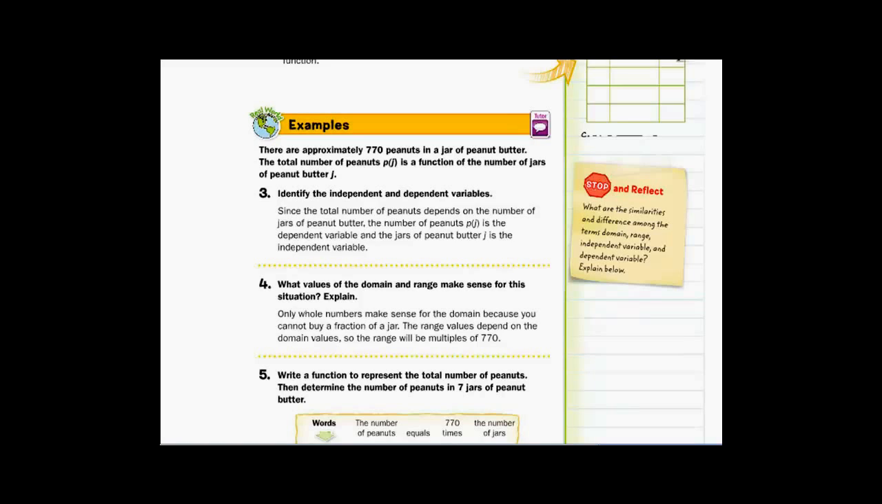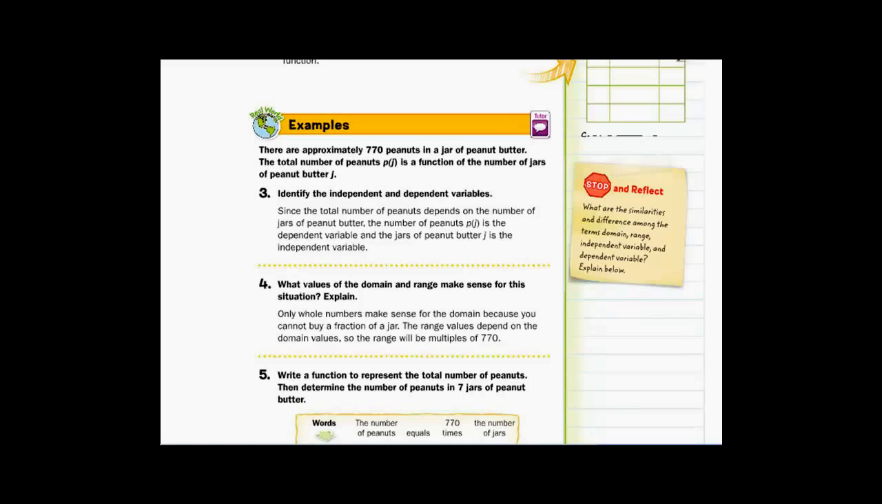So think about what numbers you could put into a table. Can you have 7 jars of peanut butter? Sure. Can you have 3.5 jars of peanut butter? Do they sell them in half jars? You don't ever consider that. Could you have 2.2579 jars of peanut butter? No. So whenever you consider them, only whole numbers make sense because you're not allowed to buy a fraction of a jar.